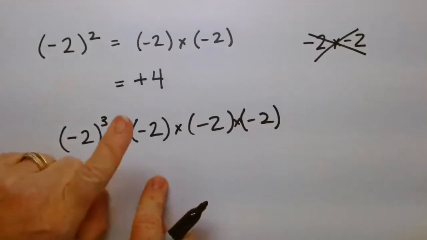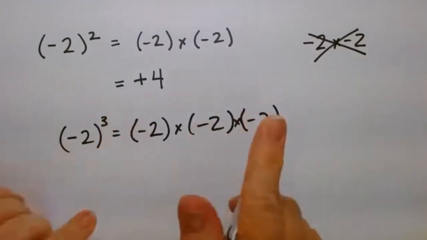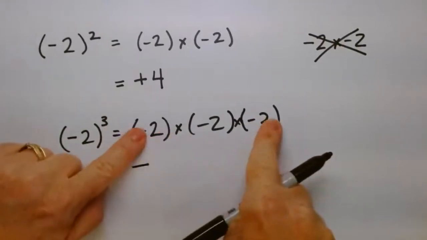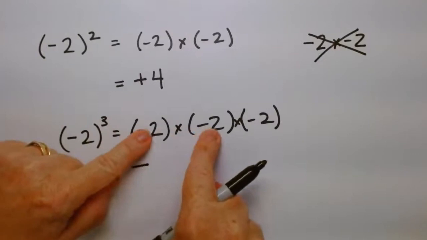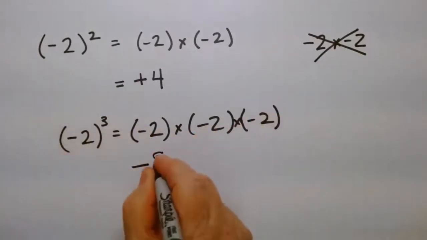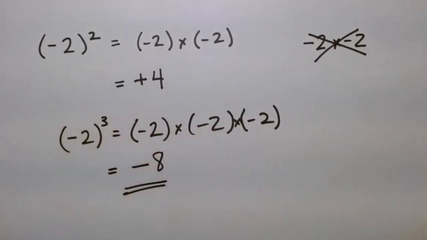Okay, so we say minus times minus times minus. Okay, so the answer is going to be negative. So you handle that first, then you just ignore the minus signs. And then you say 2 times 2 times 2. So 2 times 2 is 4. 4 times 2 is 8. The answer is negative 8.